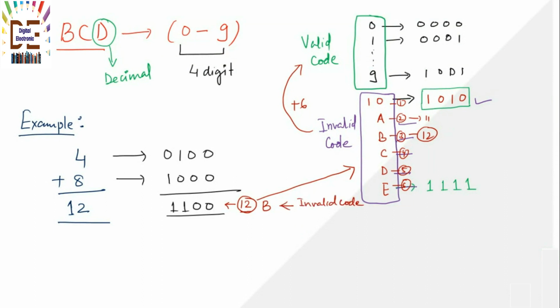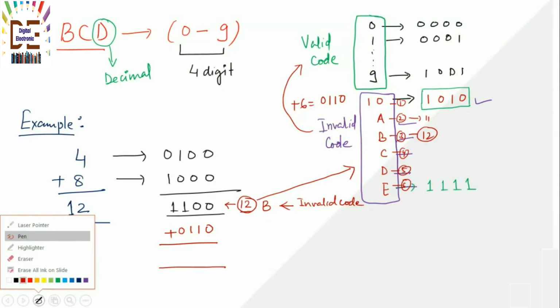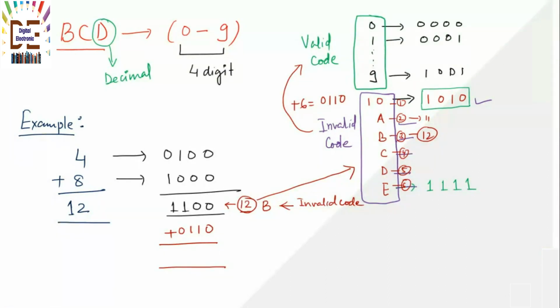To convert this invalid code into a valid BCD code, what do you have to add? You have to add 6. What is 6? 8, 4, 2, 1, so 0, 1, 1, 0. Now take out the answer. What will be the answer? 1, 0, 0, 1, 0. Everybody is getting this answer, 1, 0, 0, 1, 0.